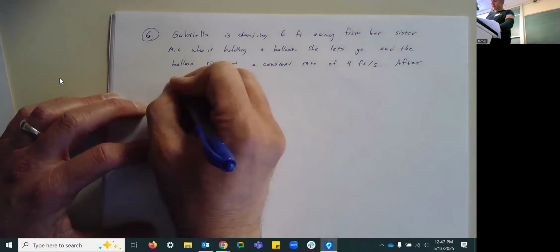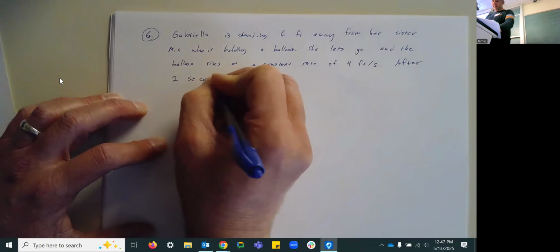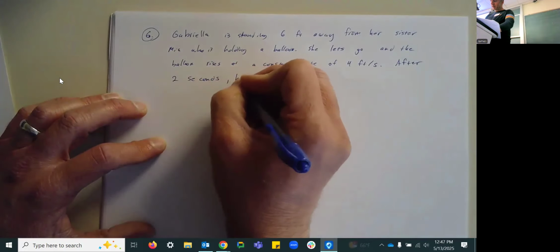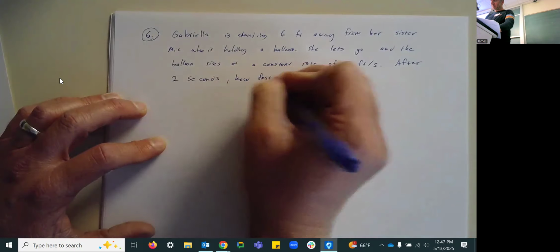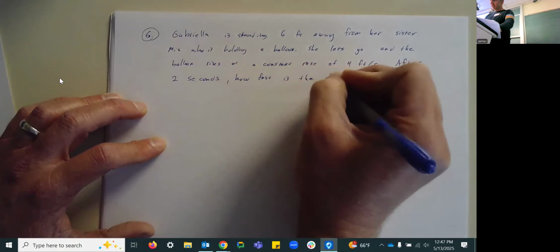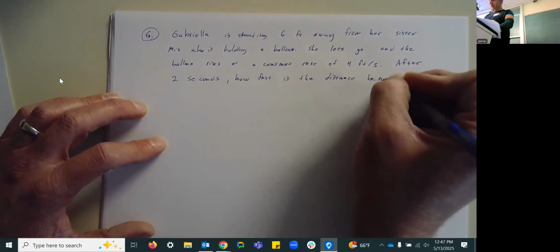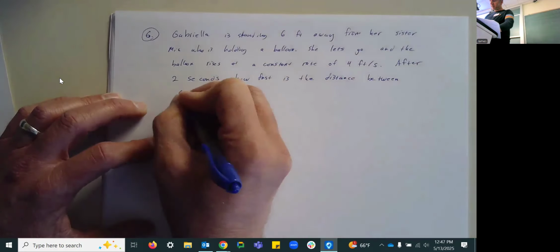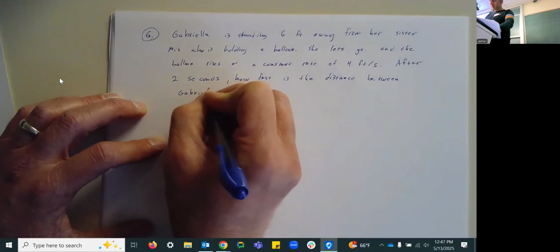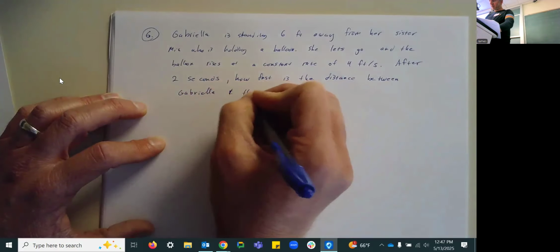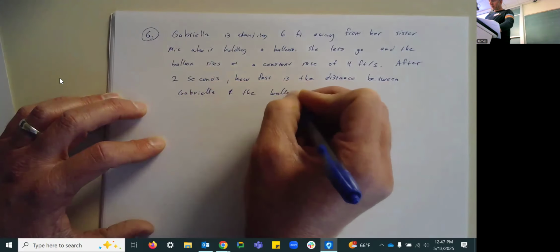After 2 seconds have elapsed, how fast is the distance between Gabriella and the balloon changing?